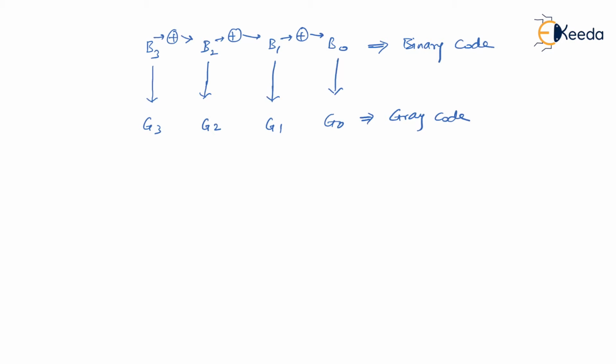Now this process, I'll convert it into a logic diagram. It is very simple. What is given to you? B3, B2, B1, B0.